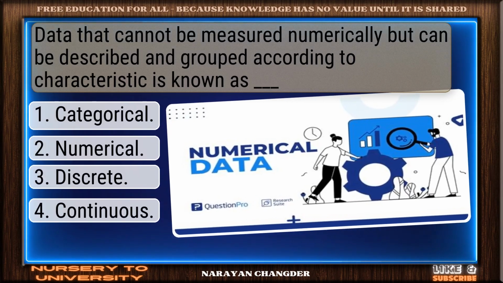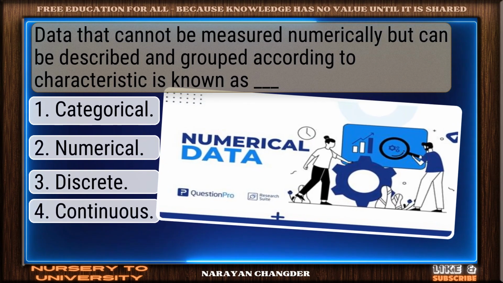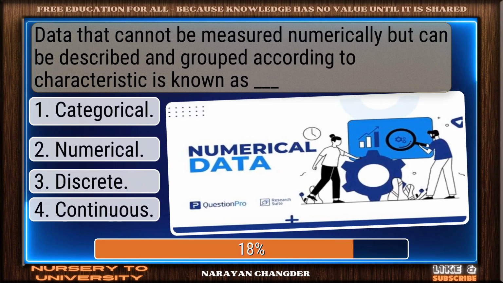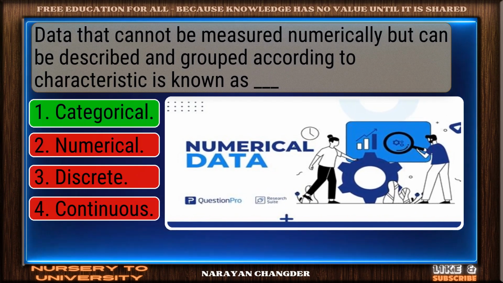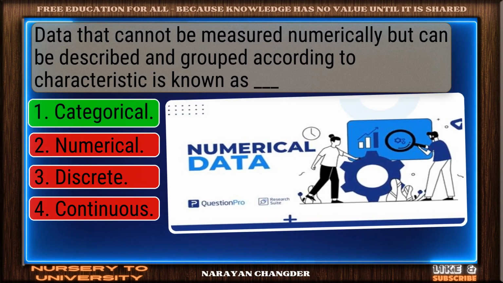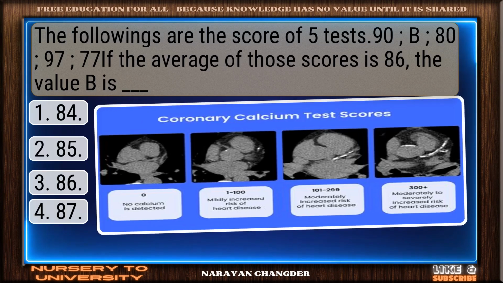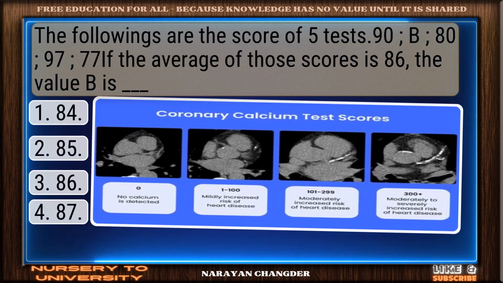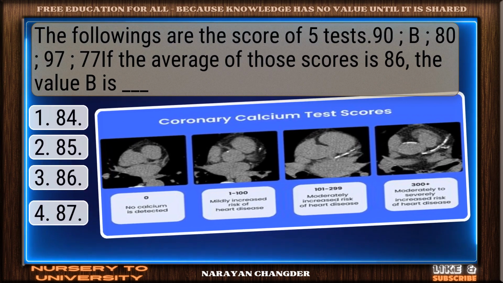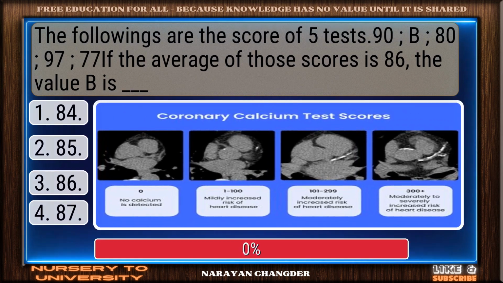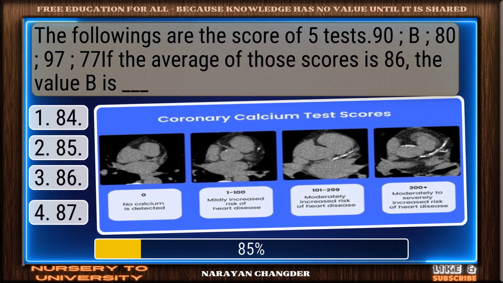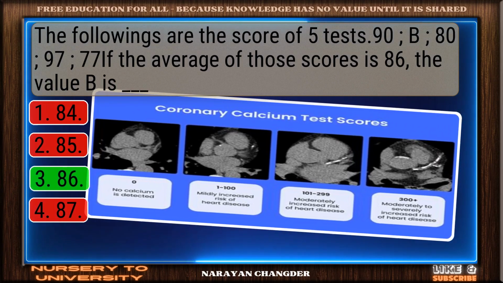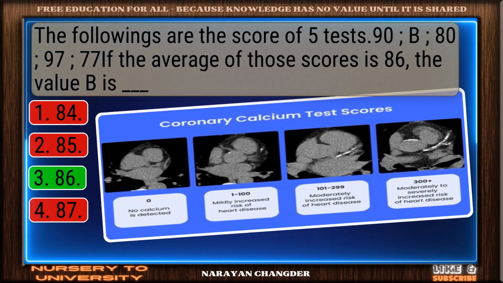Data that cannot be measured numerically, but can be described and grouped according to characteristic, is known as dash. You're right. Categorical is the correct answer. The following are the scores of 5 tests: 90, B, 80, 97, 70, 70. If the average of those scores is 86, the value B is dash. Clear logic. Your choice 86 is sound and 100% true.